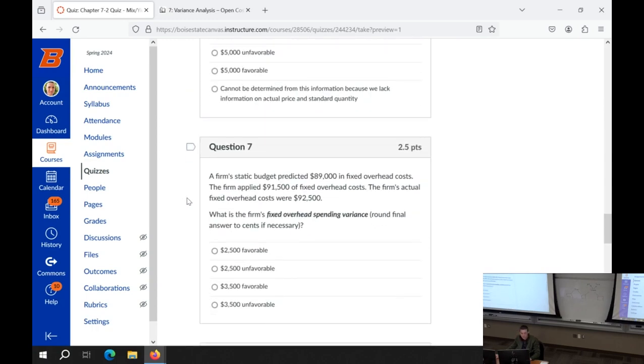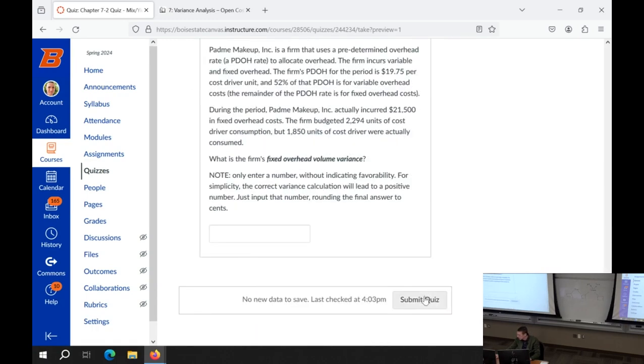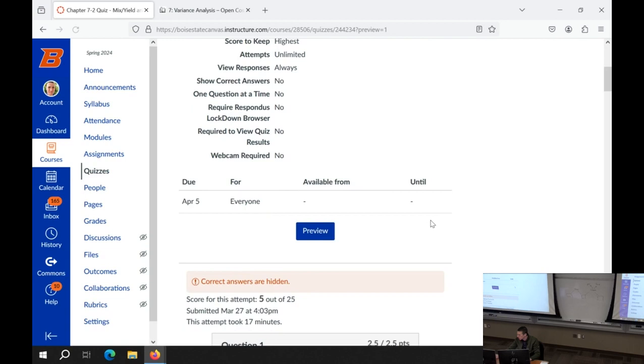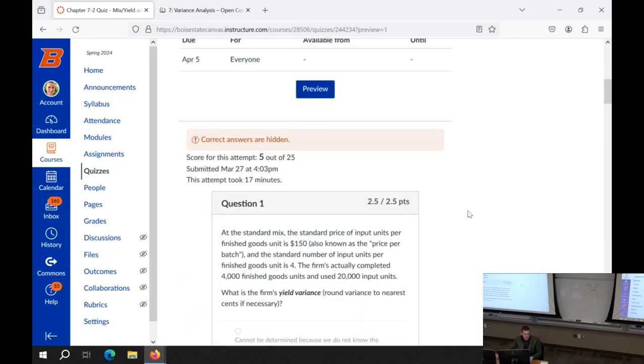I think that's where I want to stop after that. Let's check it real quick. We should have 5 points. Great, we got the 2 questions right. We'll have plenty of chance next week to talk about mix and yield. Again, do more questions. Just take your time with those questions when you get there. And we'll also have time to talk about overhead variances. The questions that I have on the quiz are pretty straightforward, although it's a hairy topic in general. Anyway, thank you.